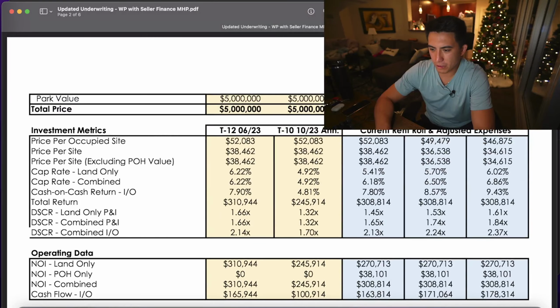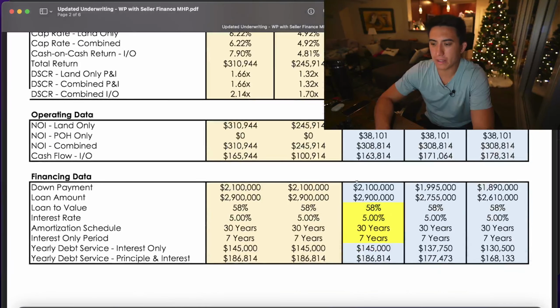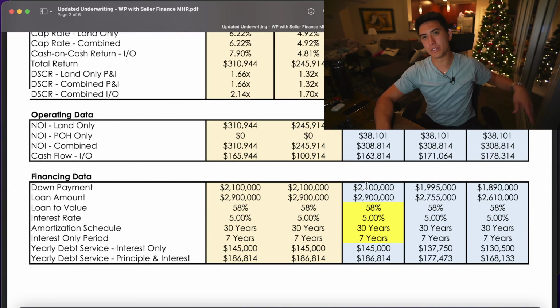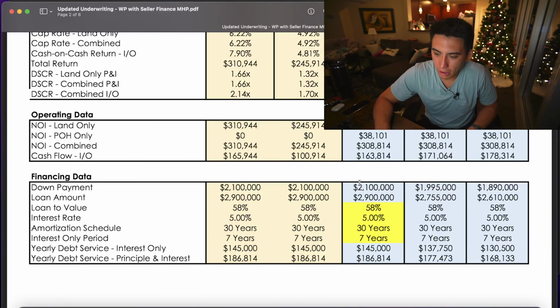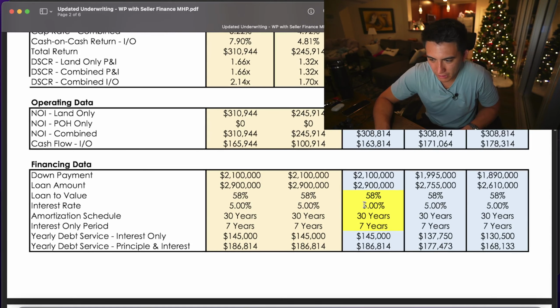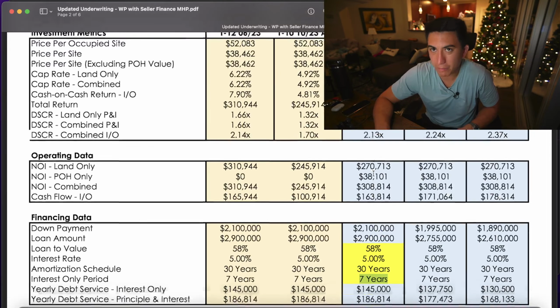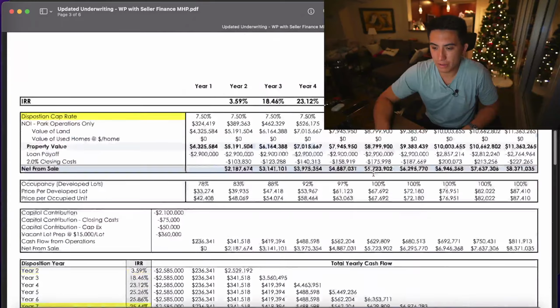So $5 million purchase price. This guy needed $5 million. He needs $2.1 million to cover his original debt. This is the seller. So I was arguing to the buyer, listen, even though you're doing a high down payment, 42% down, we're going to give you a 5% interest rate, 7 years interest only. So it's lower payment. So you're going to cash flow good each year.